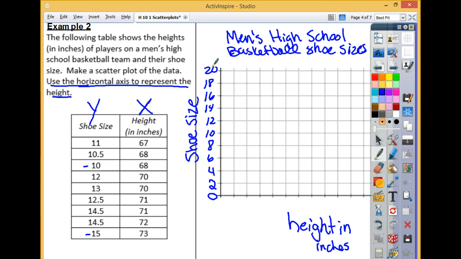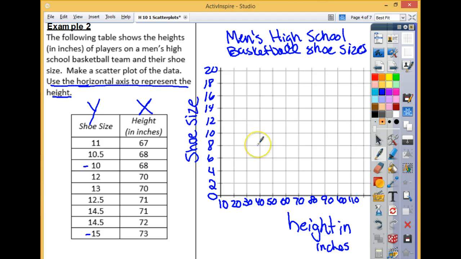What do we want our intervals for our height to go by? 10s? Okay, 10, 20, 30, 40, 50, 60, 70, 80, 90, 100, 110. Now we need to do what? Plot them. But what do we have to be careful now?